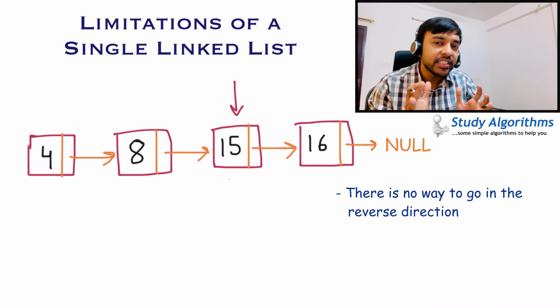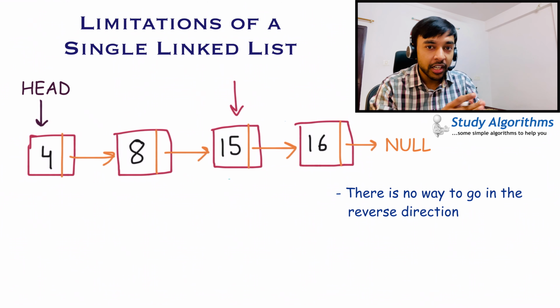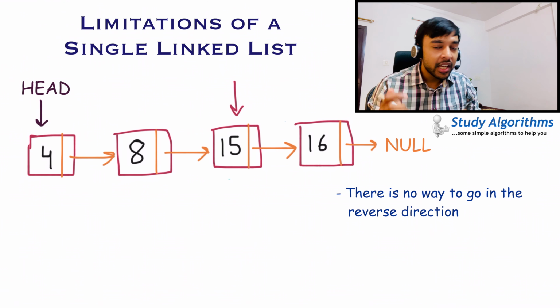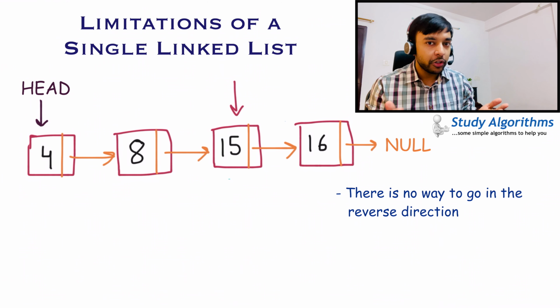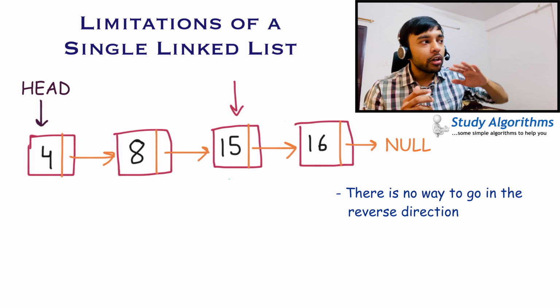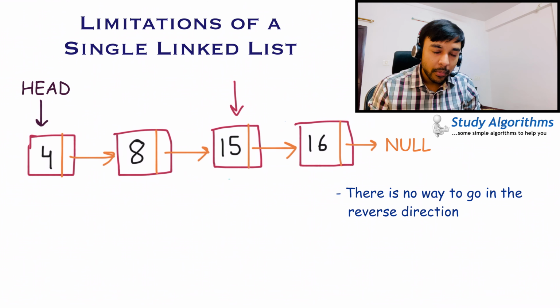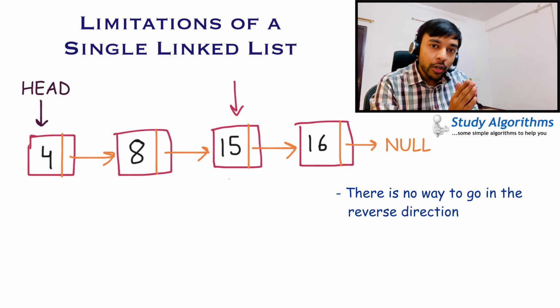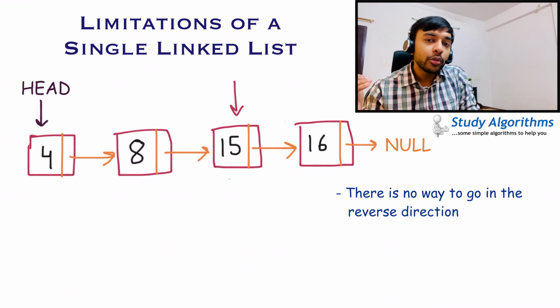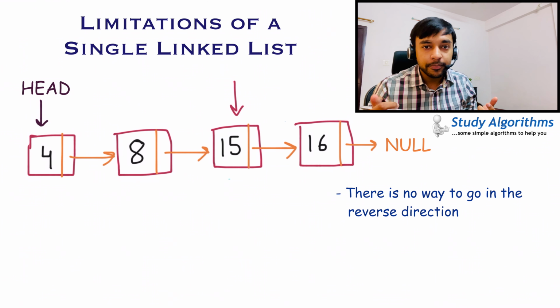You must always have the location of your head pointer. You have to store it in a variable. If for some reason you lose it, then you have literally lost your linked list, right? Because you cannot look into random locations in your memory and identify your element. So this becomes one major limitation that you can only go in the forward direction. You can never iterate in the backward direction.